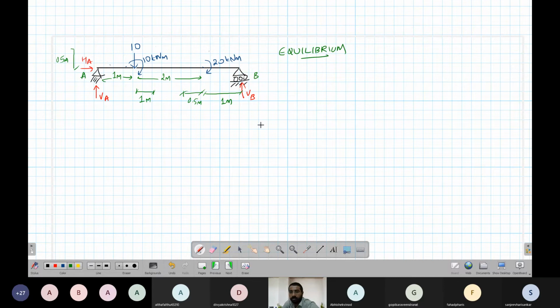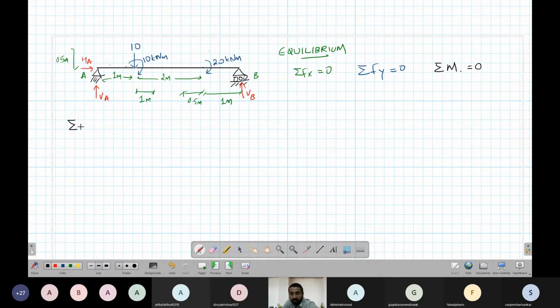Equilibrium. This system is not translating in the right side direction. It is not moving in that direction. It is not rotating. Okay. So that means summation of all forces in x should be equal to 0. Summation of all forces in y should be equal to 0. And summation of moment about any point should be equal to 0. Okay. So let's say I'll start with moment now.